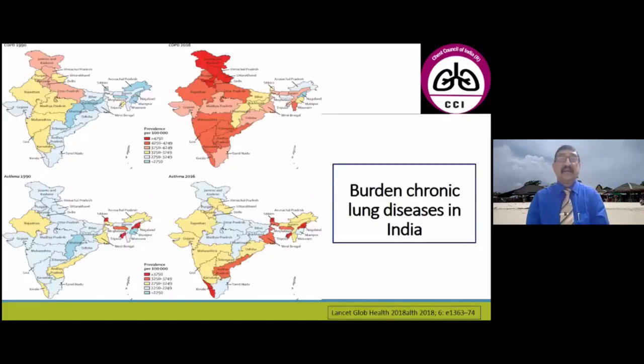This is a graphical representation of the burden of chronic lung diseases in India. If you see the graph, the North Indian population is more burdened with chronic lung diseases. Similarly, some South Indian states are also quite burdened with chronic lung diseases.